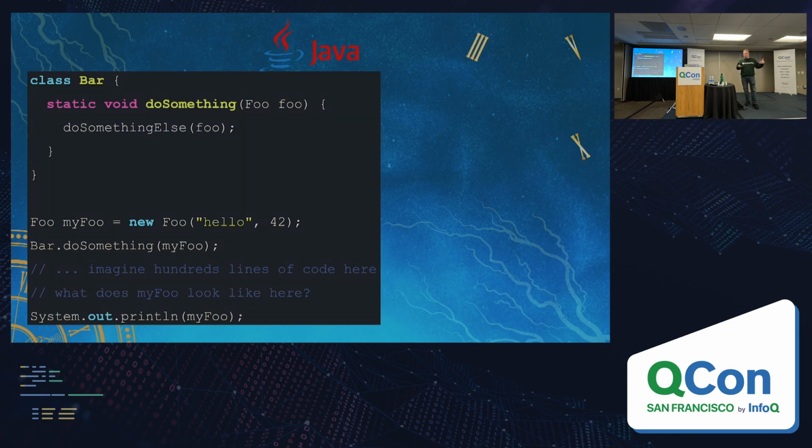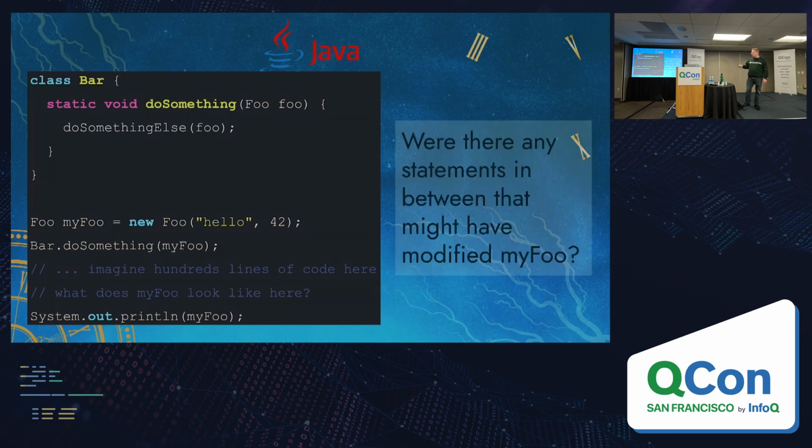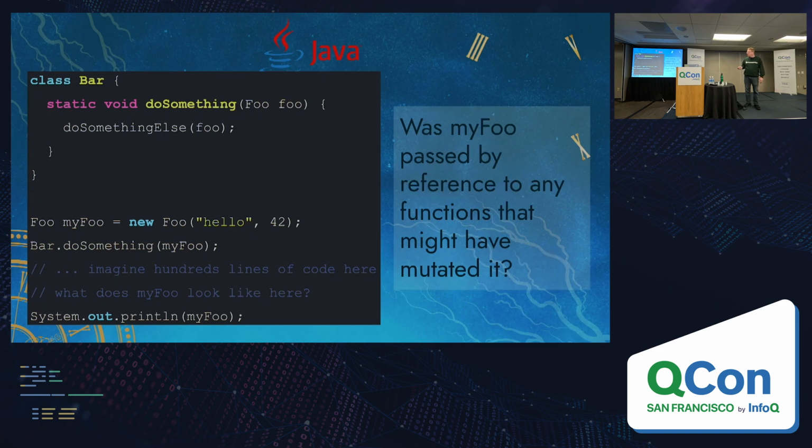Now, if I'm an engineer working on a feature in this code base and the change that I want to make is somewhere around this line that's doing the print statement, what can I assert about the state of my foo at this point in the code? Well, were there any statements in between those two that might have modified my foo? It's certainly possible, so I'm going to have to read all that code to find out. Was my foo passed by reference to any functions that might have mutated it? Well, yeah, it was passed to doSomething, and then that passed it along to doSomethingElse.